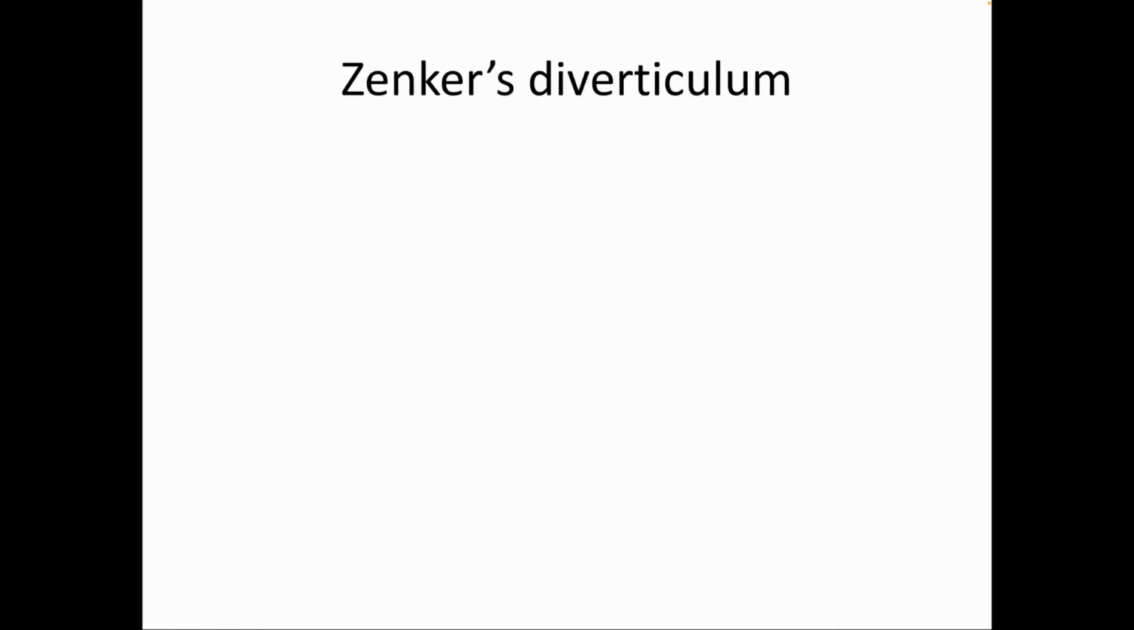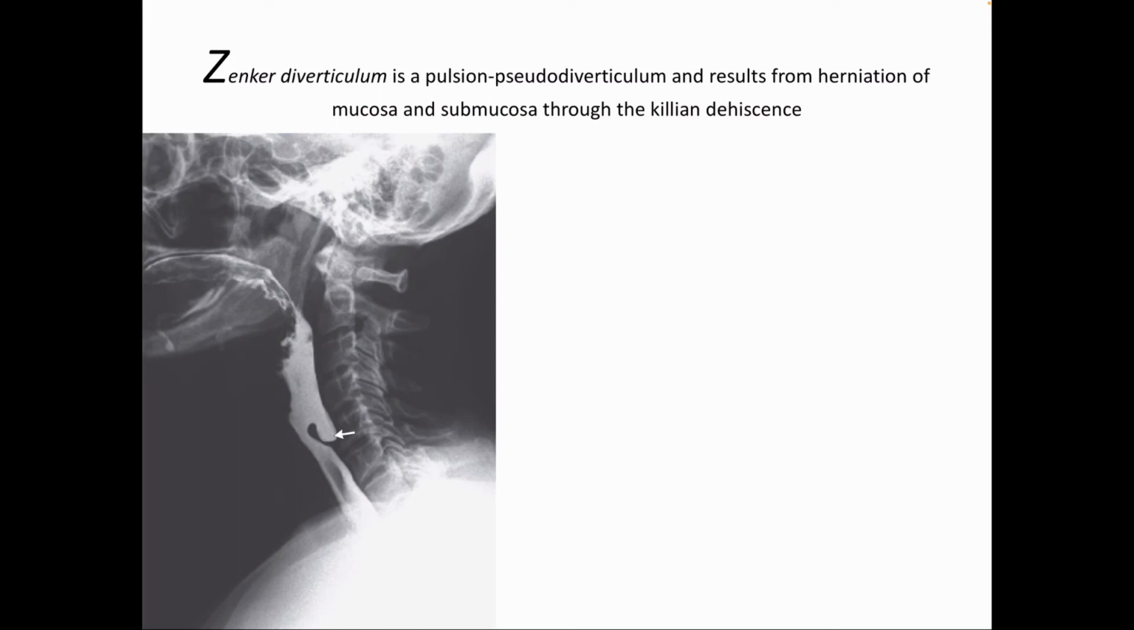Zenker's diverticulum is a pseudo diverticulum. It's a pulsion diverticulum. It happens due to high pressure, and it is a pseudo diverticulum because it contains mucosa and submucosa only. It does not contain all the layers of the esophagus. So it's a pseudo or pulsion diverticulum.